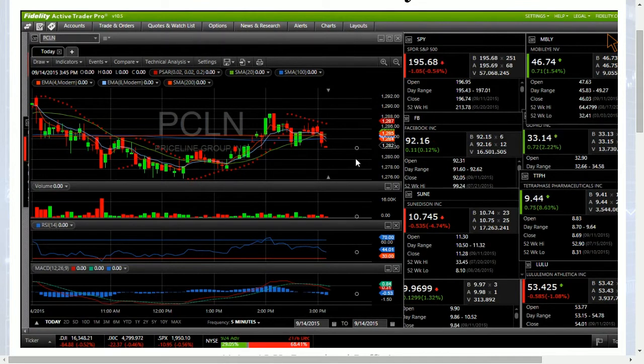As long as we see closes above 1280 and below 1300, there's going to be a lot of indecision with PCLN. Close above 1300 is certainly bullish, and a close below 1280 is bearish, but there is nice 1275 support under there, so it's not game over if we do get a close below 1280.